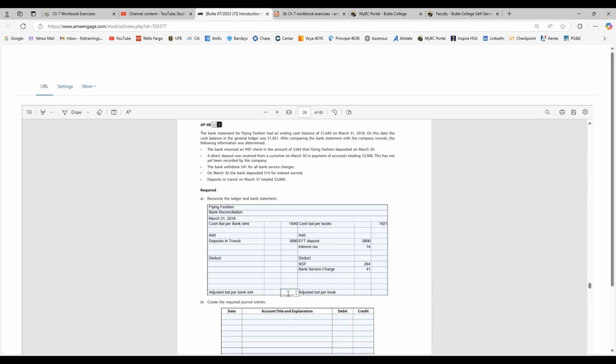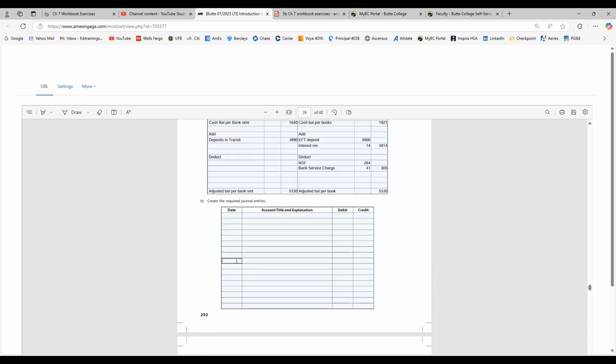Okay, so $16.40 plus $38.90 gives us $55.30, and then let's do our subtotals here. We get $39.14. That one's pretty easy math. And then $264 plus $41 is $305. And if we add the $19.21 plus $39.14 minus $305, we get $55.30 as well. So that balances us out. And then we can just do our journal entries down here.